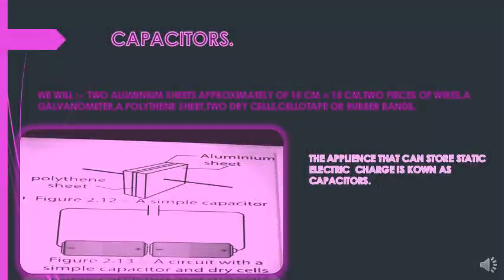So now let's learn about capacitors. Now guys, there is an activity here. Let's see that. To do this activity, we will need two aluminium sheets approximately 15 cm by 15 cm, two pieces of wire, a galvanometer, a polythene sheet, two dry cells, and cello tape or rubber bands.